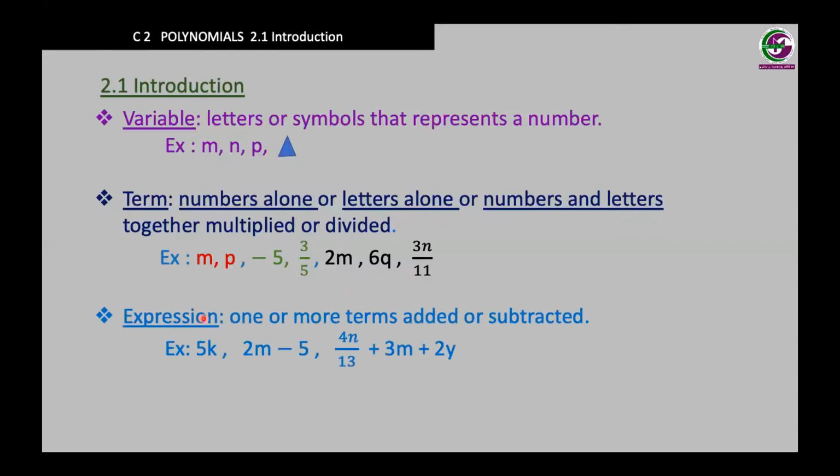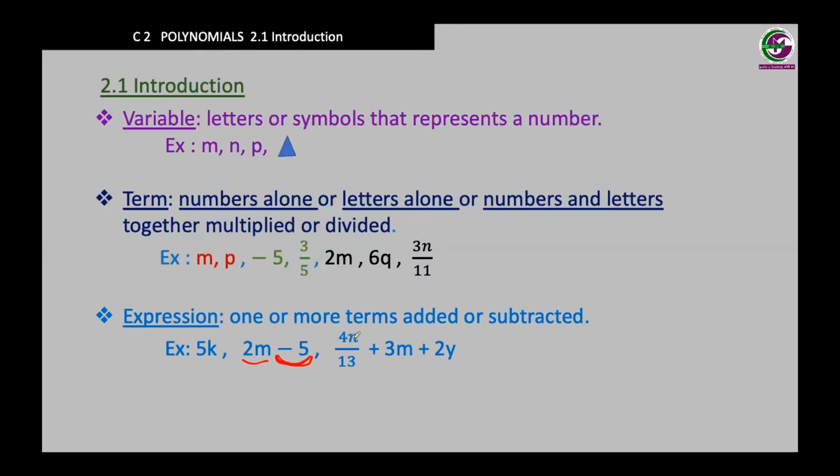Now, expression. We already studied about term. One or more terms added or subtracted is called an expression. Look at this one. This is one term, 5k. So this is an expression with one term. This is an expression with two terms. What are the two terms here? 2m is one term and -5 is another term. So 2m minus 5 is an expression with two terms.